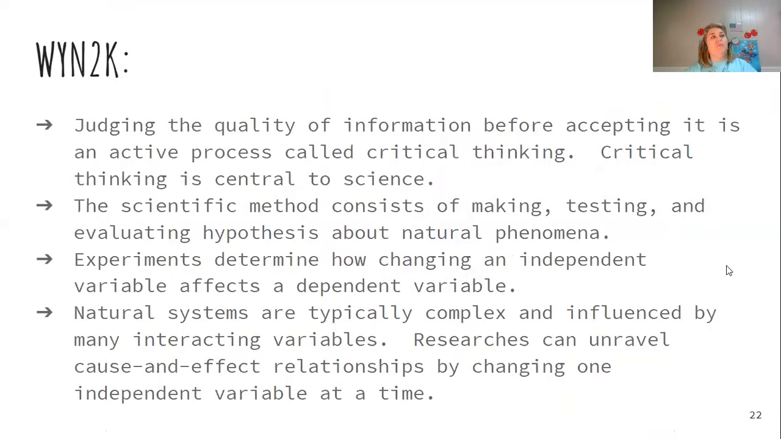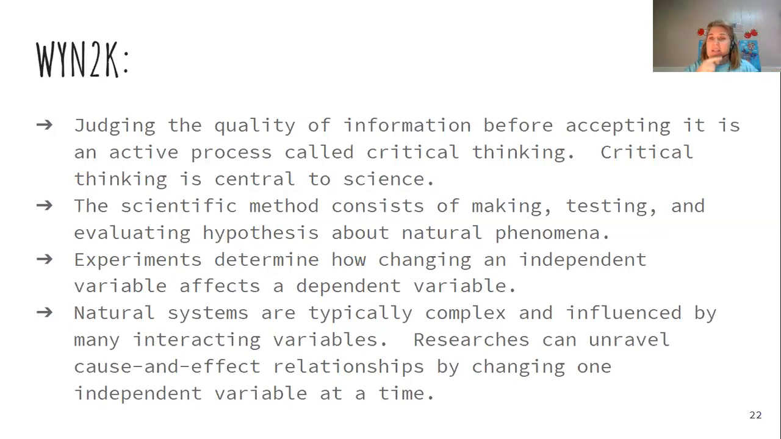So moving on through, these are some things that I want you to know. When you talk about the scientific method, judging the quality of information before accepting it is called critical thinking. It's when you think smart. And so that's always important. And that's something that you get as you get older, the ability to do critical thinking.